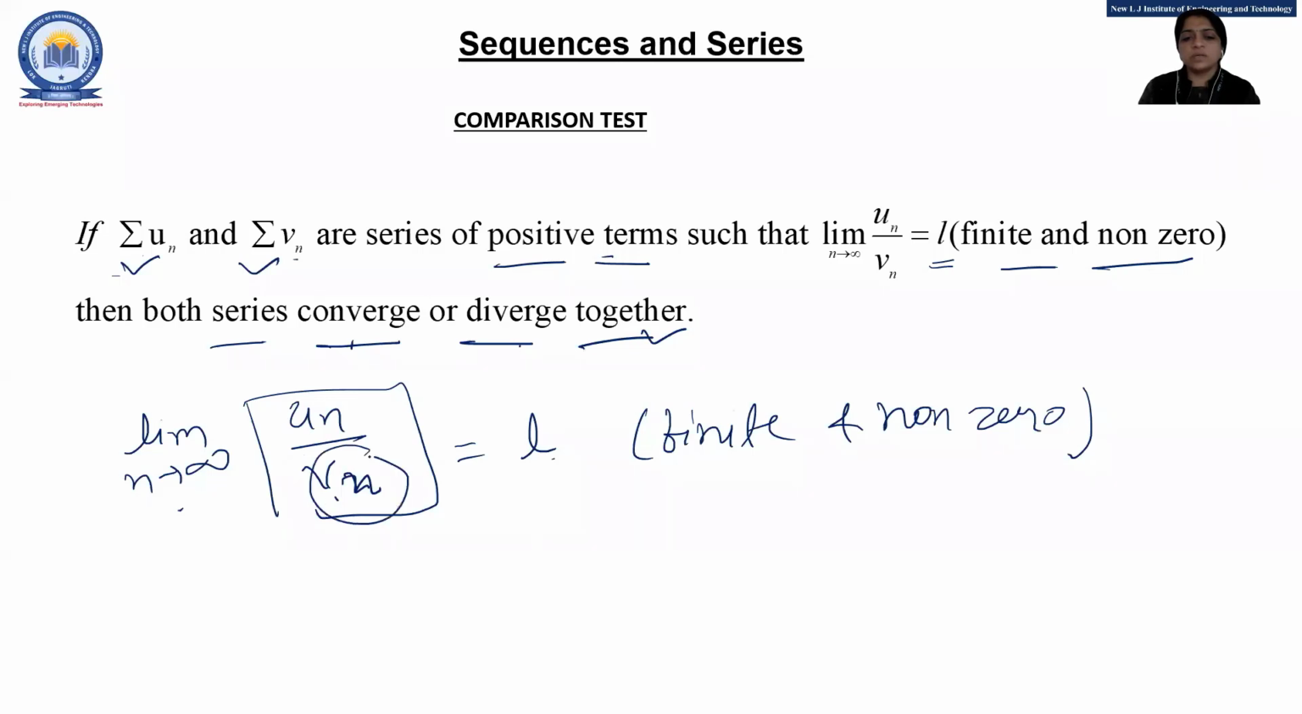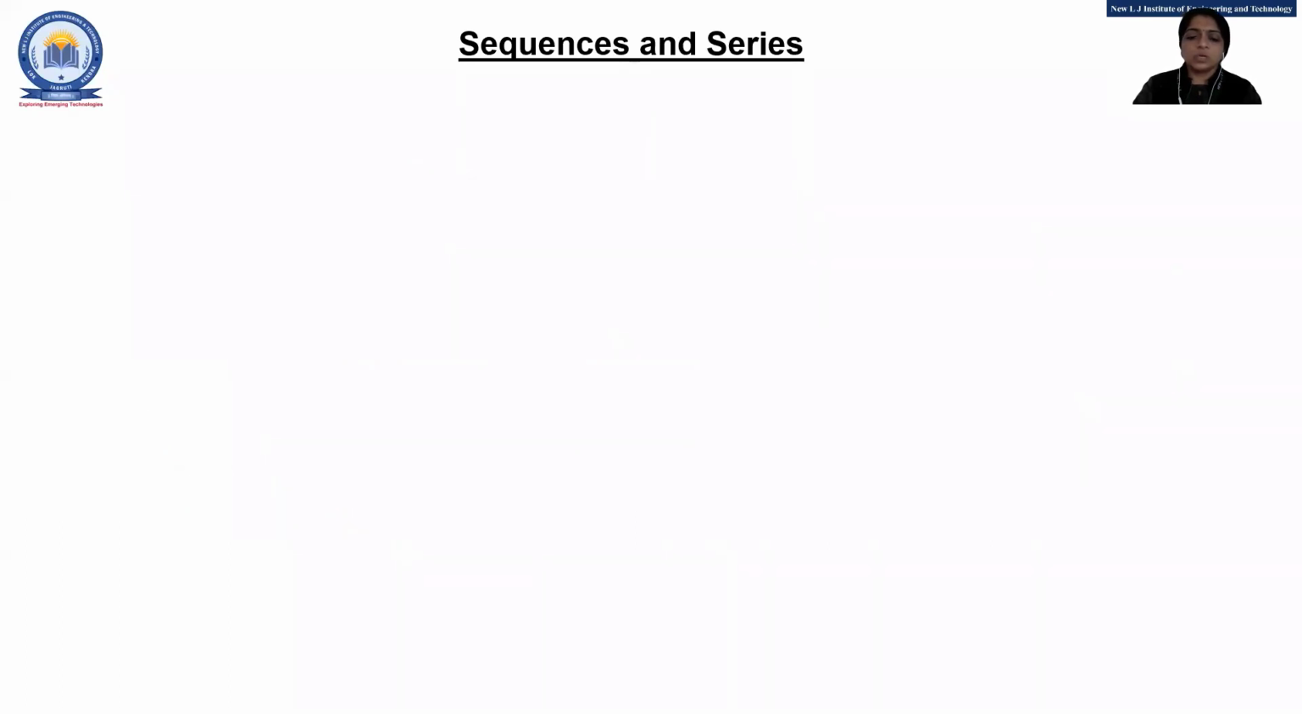If Vn is convergent, then Un is also convergent. If Vn is divergent, then Un is divergent. Similarly, if Un is convergent, then Vn is convergent. And if Un is divergent, then Vn is also divergent. Okay, so this rule is known as the comparison test. Before going to the example of the comparison test, let's take some standard limits.